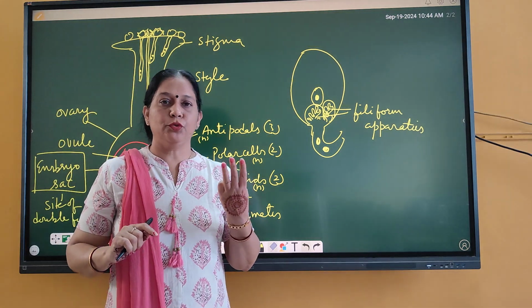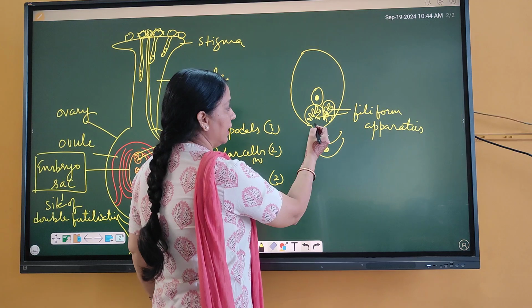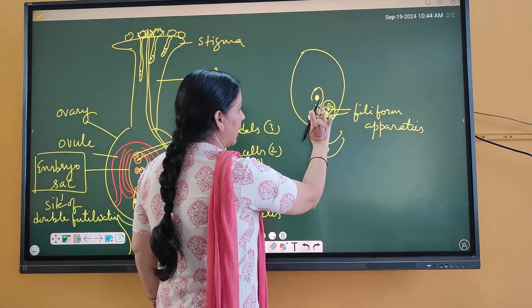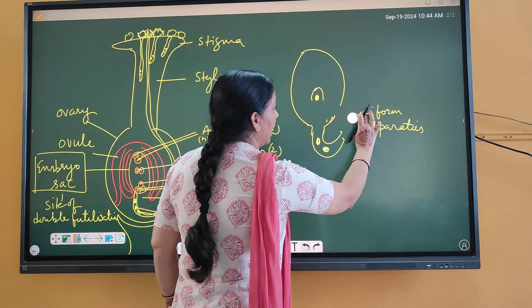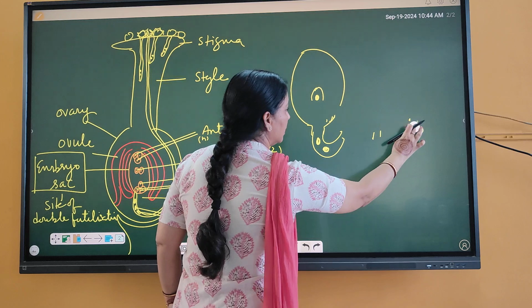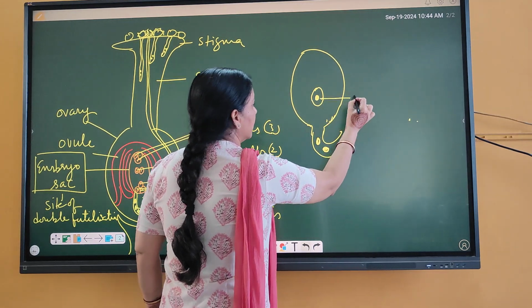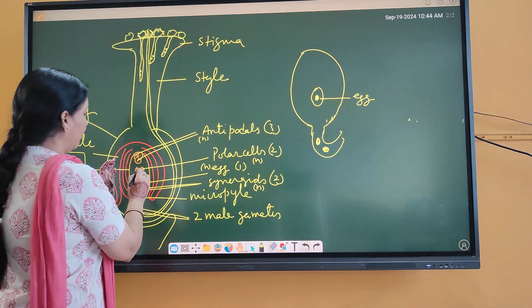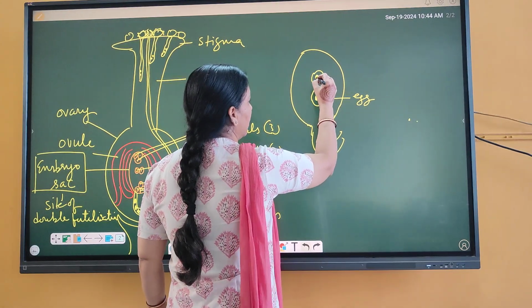At this time there are 3 simultaneous events taking place. One, the wall of the embryo sac is dissolving, and that is followed by the degeneration of both the synergids. Both the synergids disappear from here. What will remain behind? This is the egg cell. And at the same time, both the polar cells will fuse and form a single polar cell.